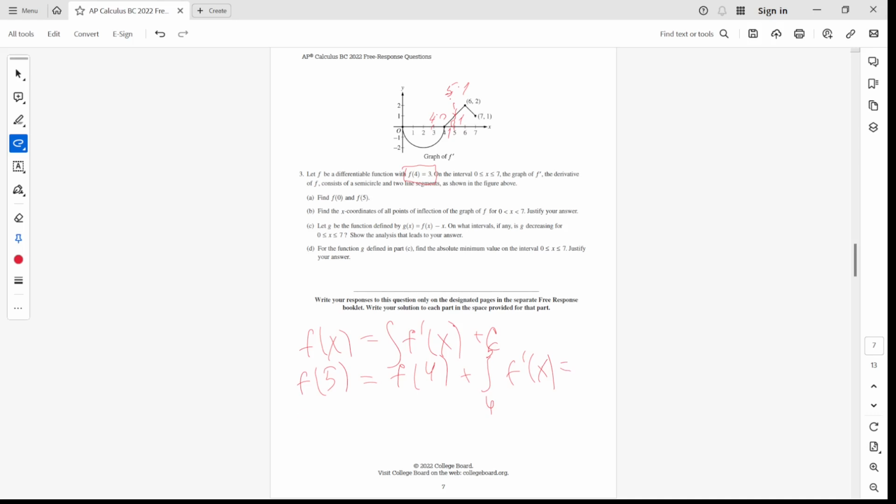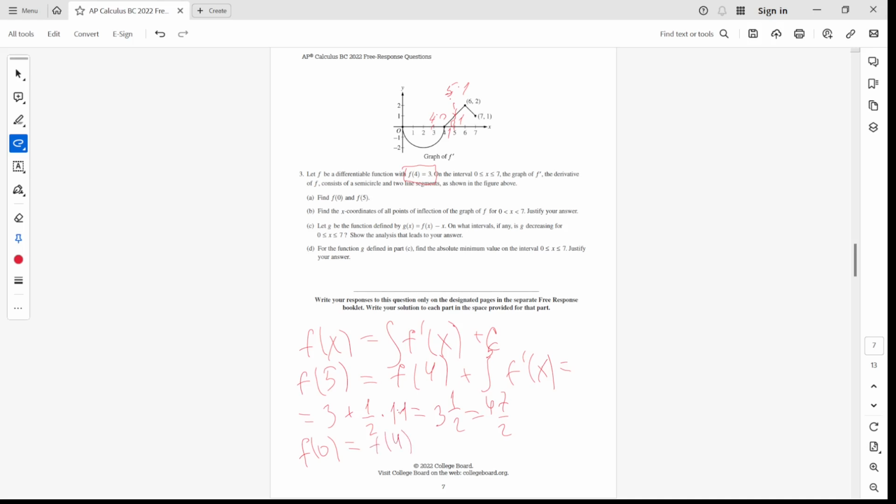and then f of 5 is equal to f of 4, which is 3, and this integral would be just the area of this right triangle, which is 1/2 multiplied by two sides of this triangle that are equal to 1, and we're gonna get 3 and 1/2, which is equal to 7/2. And for f of 0, we can do the same thing.